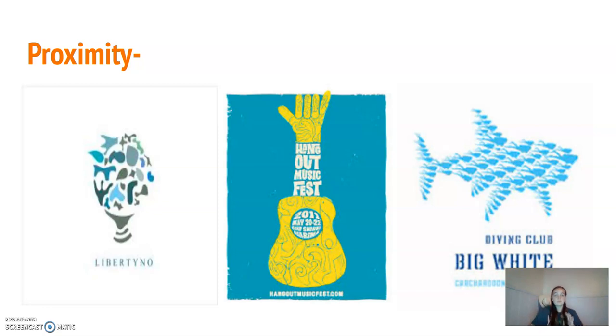In the middle, it creates a guitar representing a festival or a concert, made out of hands and what looks to be an arm, and words basically saying Hang Out Music Fest. So it creates this sort of unique bond between each particular thing, like the subject and the object. The subject is music while the object is a guitar. And on the right image, you create a shark out of scuba divers, to show how a scuba diving club can see unique sea creatures.